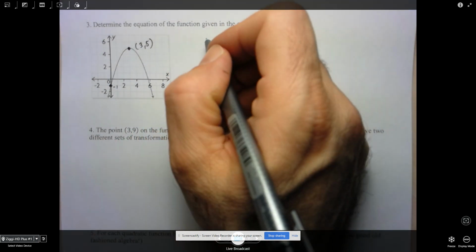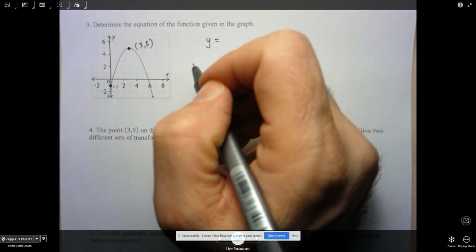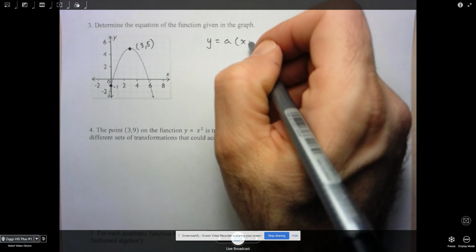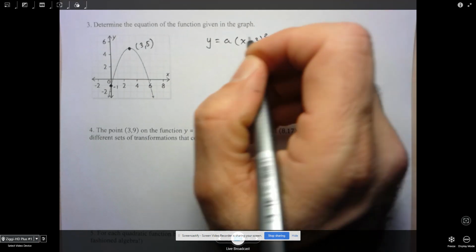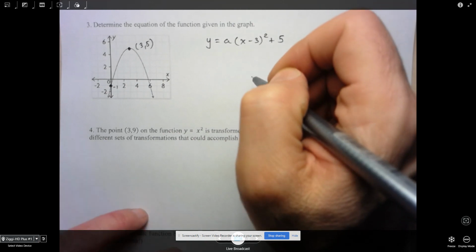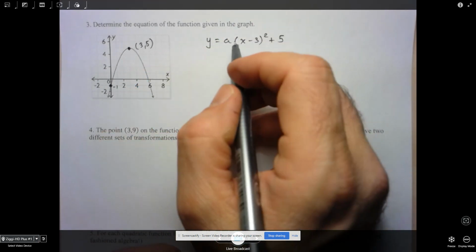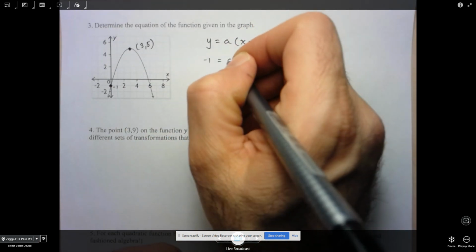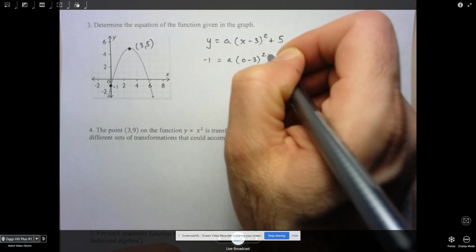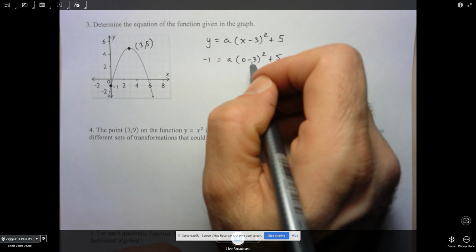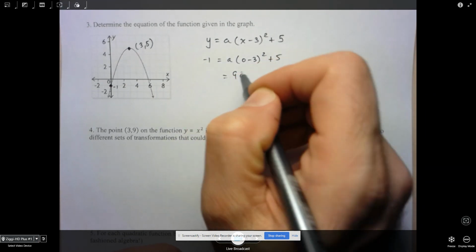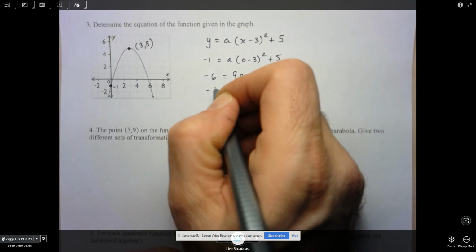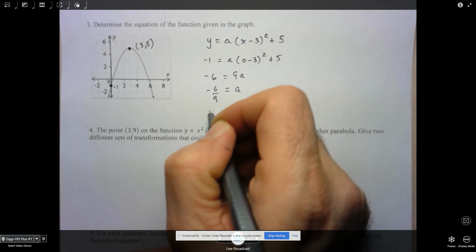So let's start off. This time, instead of using factored form, we're using vertex form. So a times (x minus the x value of the vertex, which is 3) squared plus k, which is the y value of the vertex, so 5. And now I'm just going to input this point into the equation to solve for a. So here y is equal to -1, x is equal to 0. Okay, so here we've got (-3) squared is 9, so 9a, and bring the 5 to the other side, so it's going to be -6. So a is equal to -6 over 9, or a is equal to -2/3.